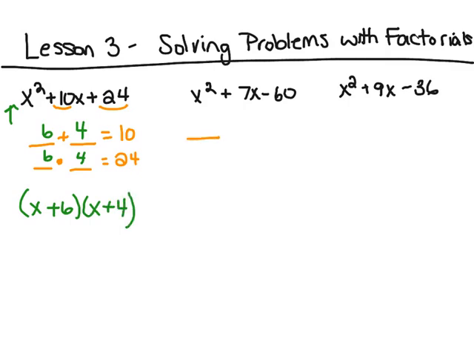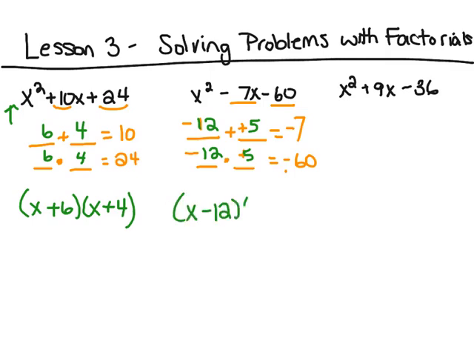For the next one, we have two numbers that add up to make 7 and multiply to get negative 60. Our numbers should be one positive number and one negative number, because this is a positive and this is a negative. So the numbers are negative 12 and positive 5. So we have x minus 12 and x plus 5 in factored notation.